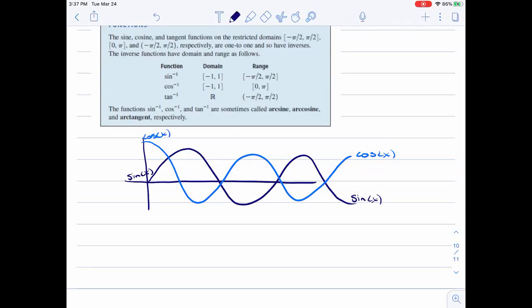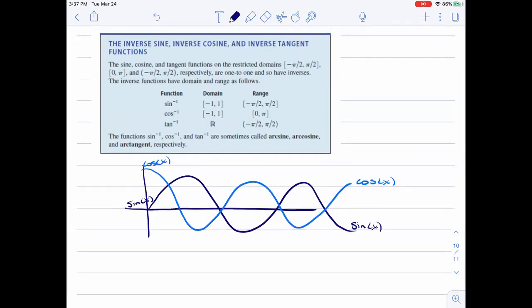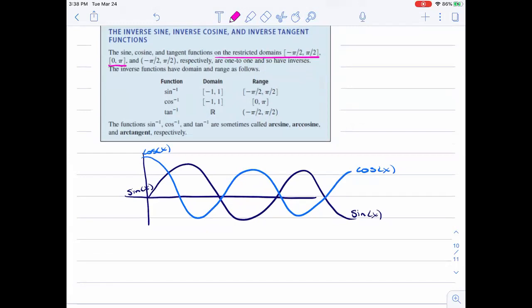To find the inverse of a function, right? We have to have a one-to-one function, which is not actually the case, right? And so what we have is we have to restrict the domains from negative pi over 2 to pi over 2 for sine, and then 0 to pi for cosine. And then we haven't really looked at the graph of tangent, but we restrict it to negative pi over 2 and pi over 2. And so we can restrict this. Let's see here. So this actually goes down like this.